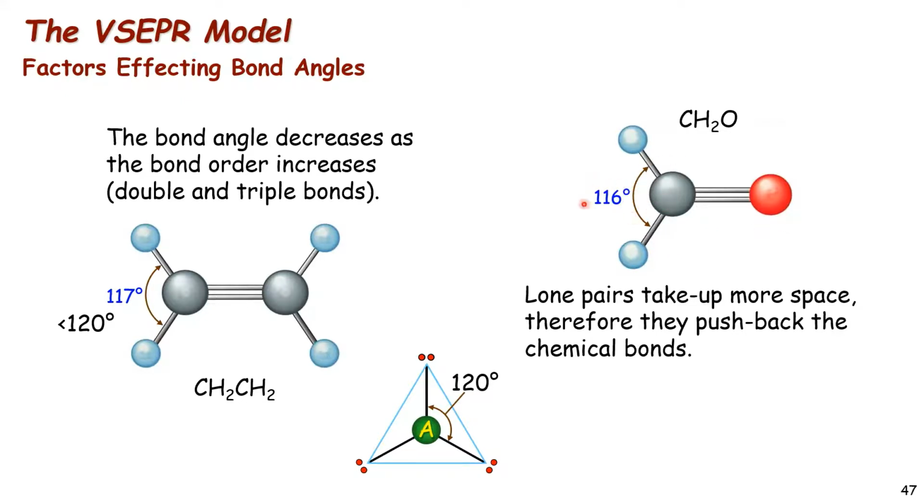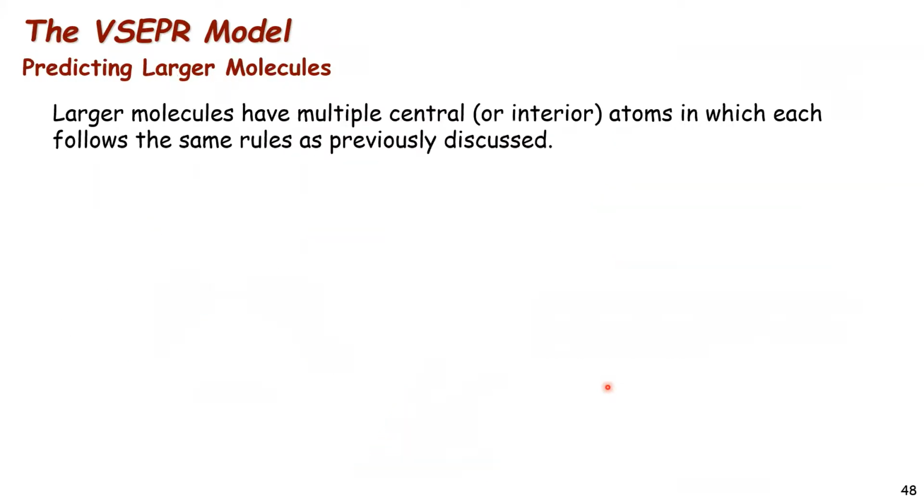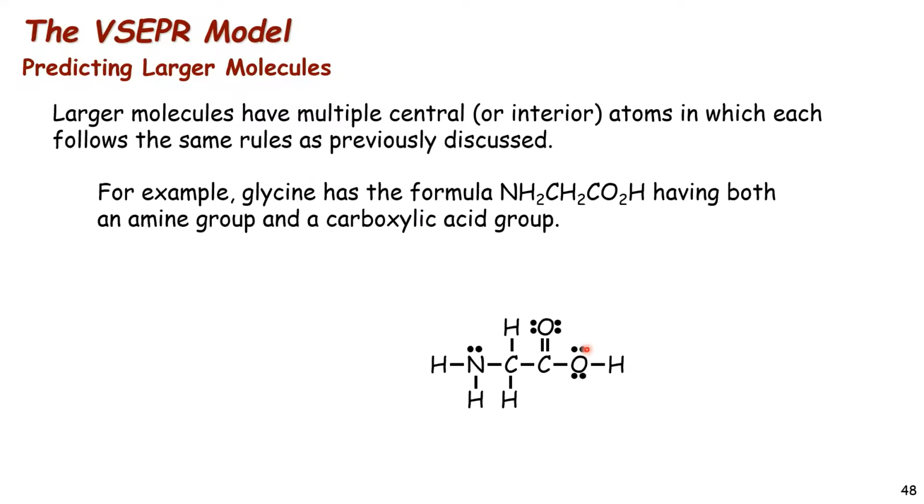And we can see that we reduced that angle from the 117 for ethene down to 116. But again, I just want you to tell me that it's going to be less than the ideal bond angle of 120. Now, larger molecules have multiple central atoms, so they're going to follow the exact same rules that we discussed before.